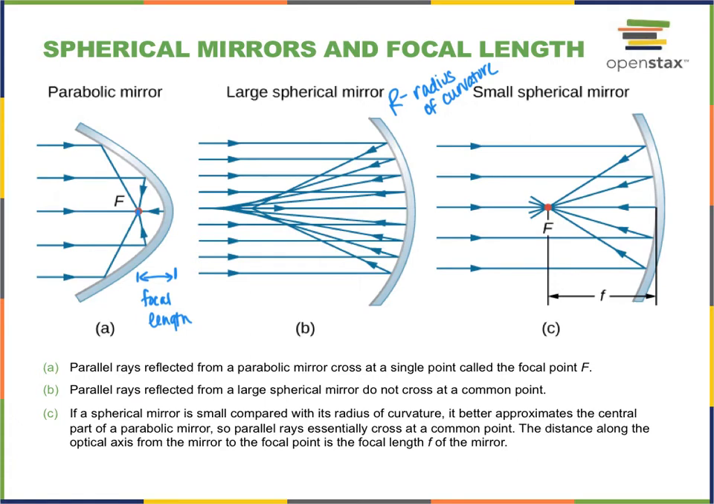But if the mirror is relatively small, then they all converge to the focal length. Something that I want to tell you, because I didn't see it anywhere else, is that the radius of curvature and the focal length are related by this expression. So when we're talking about spherical mirrors, we're going to be talking about small spherical mirrors where we do have a definite focal point.